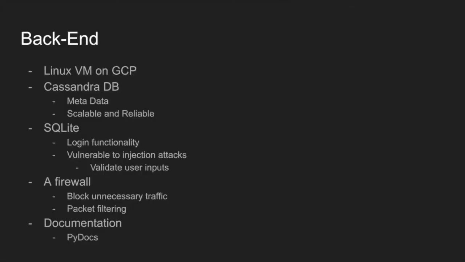As for the backend of the project, we're using a Linux instance on Google Cloud Platform. We're using Cassandra database to store metadata and other transaction-related data. It's scalable and reliable. We're also using SQLite to store username and password for login functionality. It might be vulnerable to injection attacks unless we validate user inputs. We can also put a firewall which blocks unnecessary traffic and possibly filter the packets. All of the documentation for the functionality between the web app and the front end is auto-generated using PyDocs.